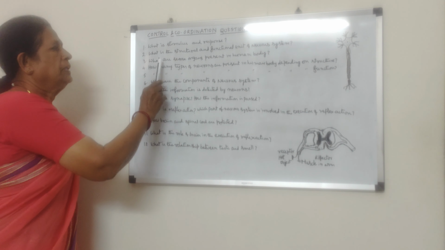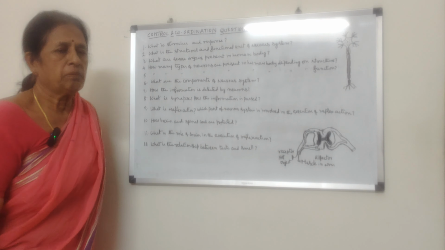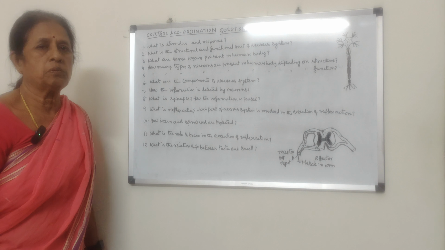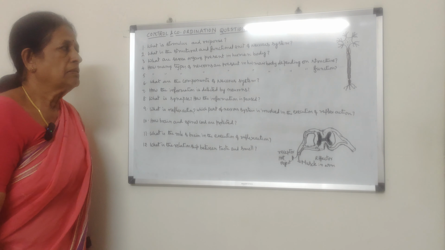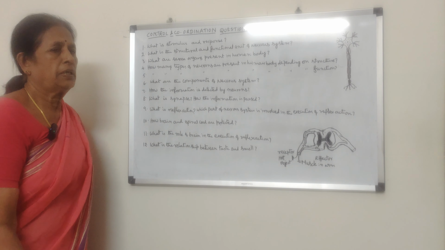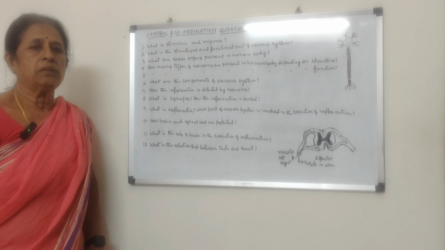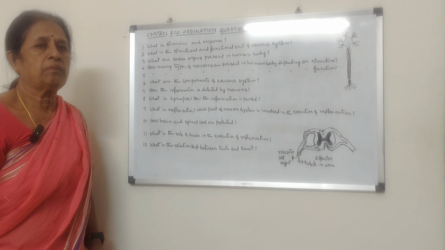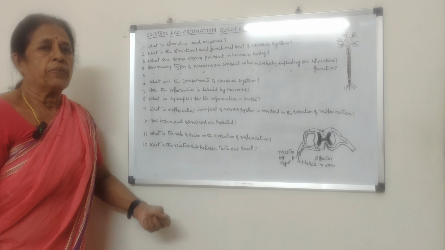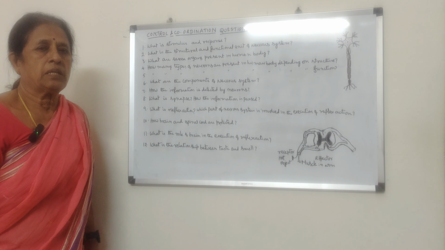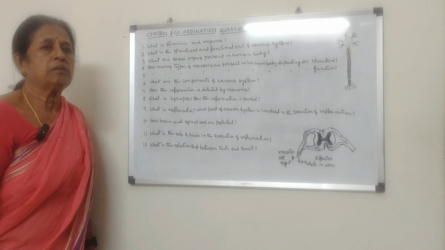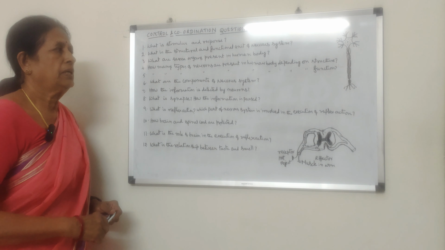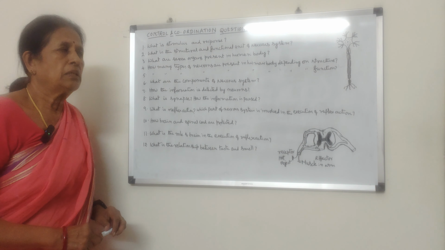So this is the basic structure of a neuron, which is the structural and functional unit of the nervous system. And next question, what are the sense organs present in the human body? In the human body there are 5 sense organs: eyes, ears, nose, tongue and skin. The optic nerve is associated with the eyes, the auditory nerve with the ears, the olfactory nerve with the nose, taste buds are present in the tongue, and skin contains nerve receptors.